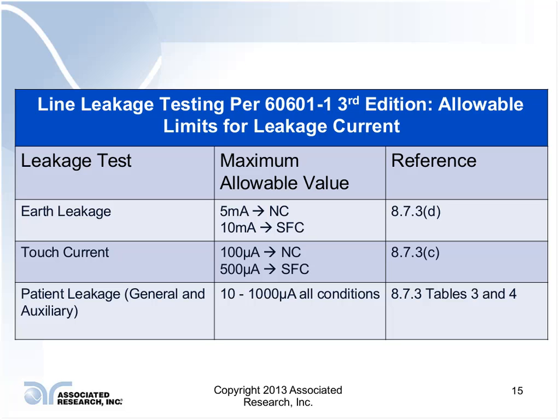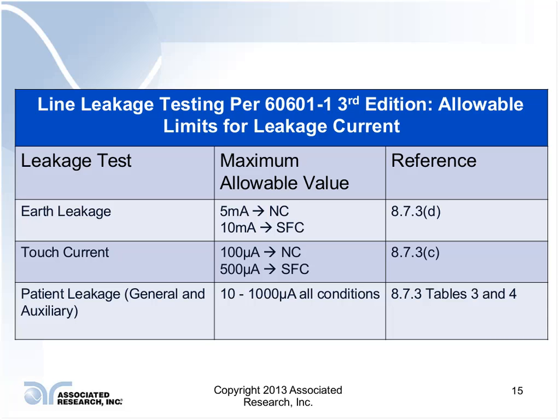For the patient leakage, and when I say patient leakage here, I'm talking about general, which, remember, as I said before, would be patient lead back to system reference, and then auxiliary, which is patient lead to patient lead. There's a whole slew of values, and I would recommend that you reference tables 3 and 4 in section 8.7.3 to look at all these values, because it would be too much to cover them in the short time we have here.